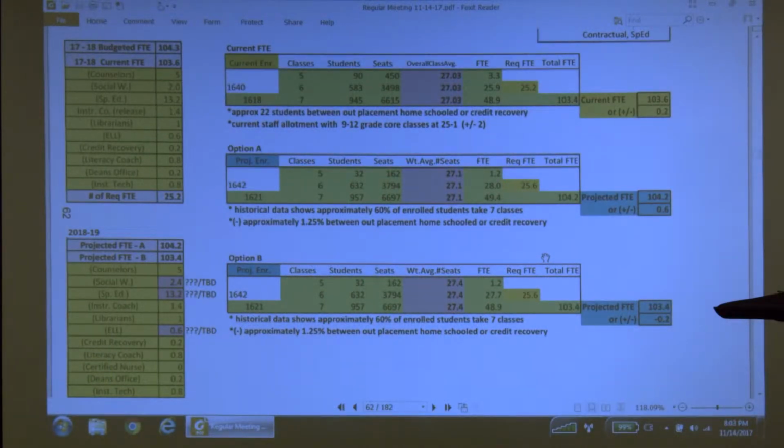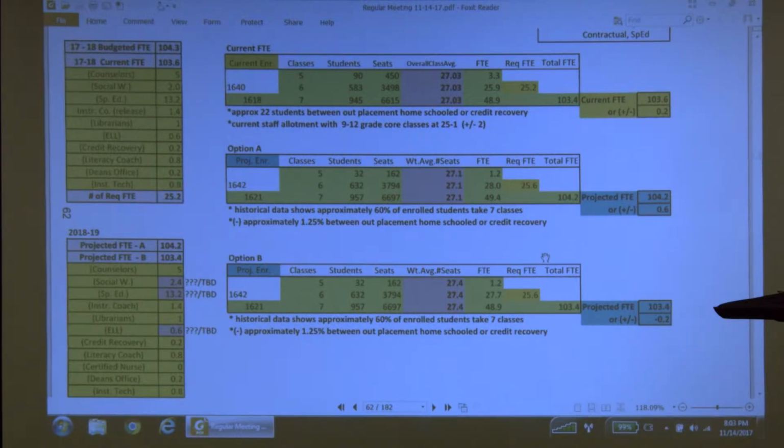So current enrollment is 1640. I corrected it, so we have approximately 22 students that will be in either credit recovery, outplaced, or homeschooled. The other place that talked on the other chart when it said in-house, the numbers don't match. The reason they don't match is this accounts for the kids that are homeschooled or credit recovery, and maybe take one class here or part of that .2 for the 50 or seniors or kids that need to make up credits.